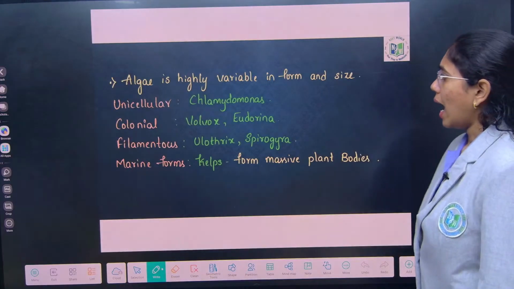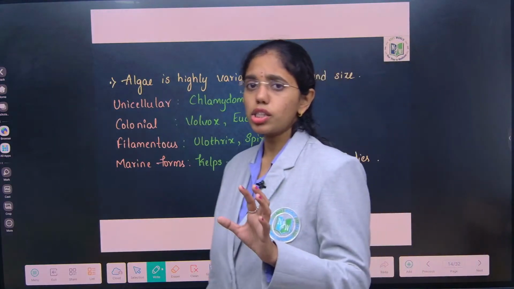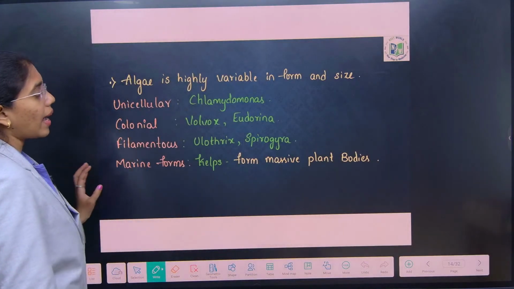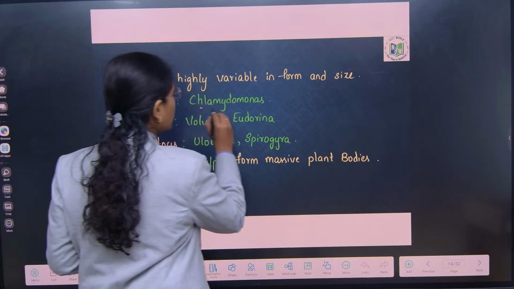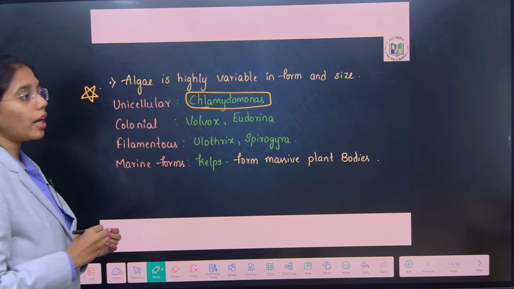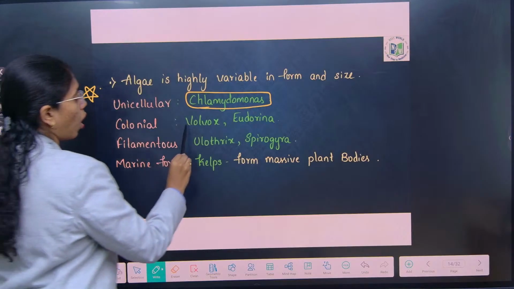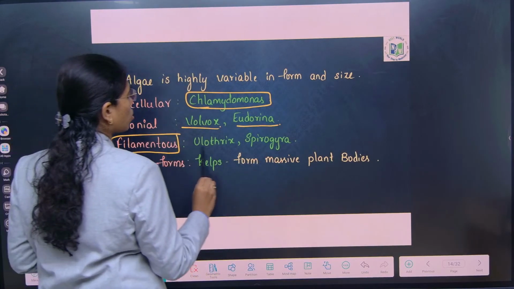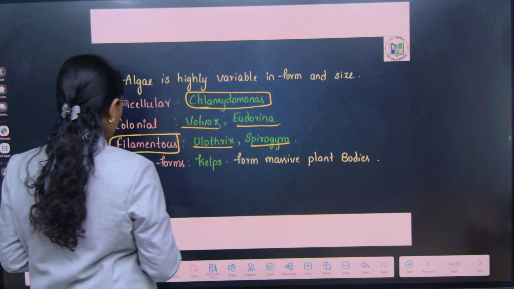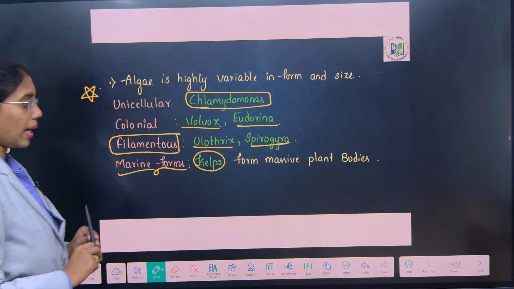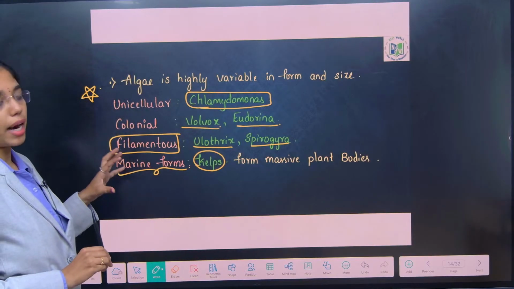Next, algae is highly variable in its size, shape and form. If you observe, unicellular algae includes Chlamydomonas. All the examples are important. Colonial forms of algae include Volvox and Eudorina. Filamentous algae includes Ulothrix and Spirogyra. Marine forms include what? Kelps. They form massive plant bodies.